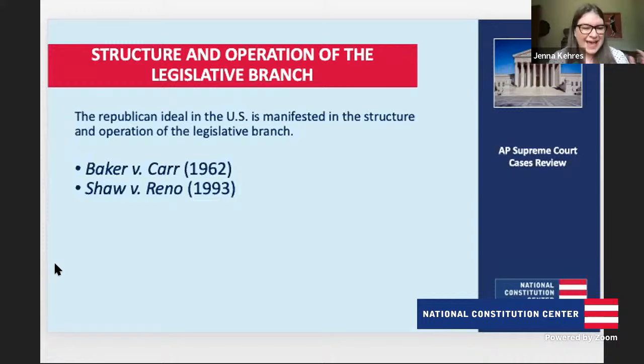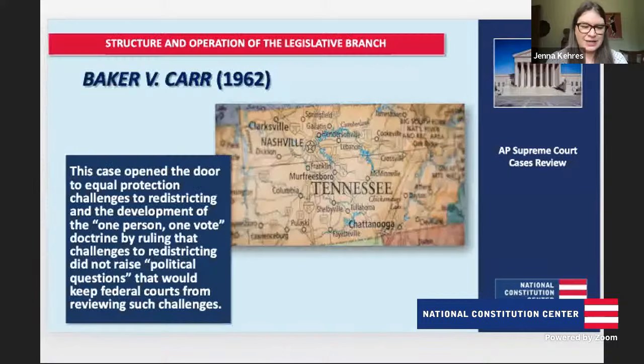But I do want to get to this last category, which, according to the College Board and the AP structure, is about the structure of the legislative branch, but it's also a little bit about representative equality, or equality in representation. So we'll look at Baker v. Carr in 1962 and then Shaw v. Reno in 1993. So Tom, tell us about Baker v. Carr and why that one's important.